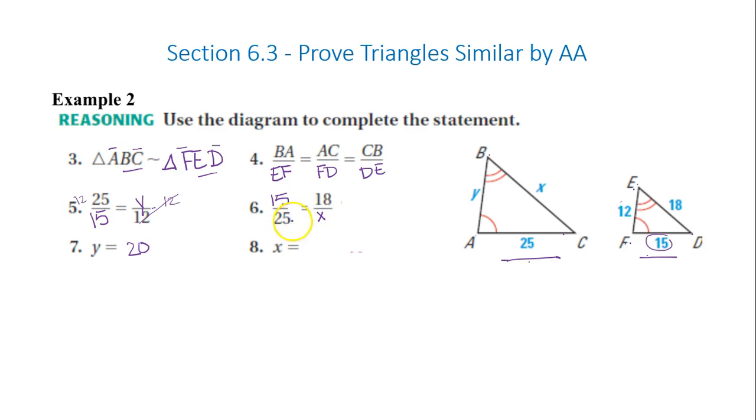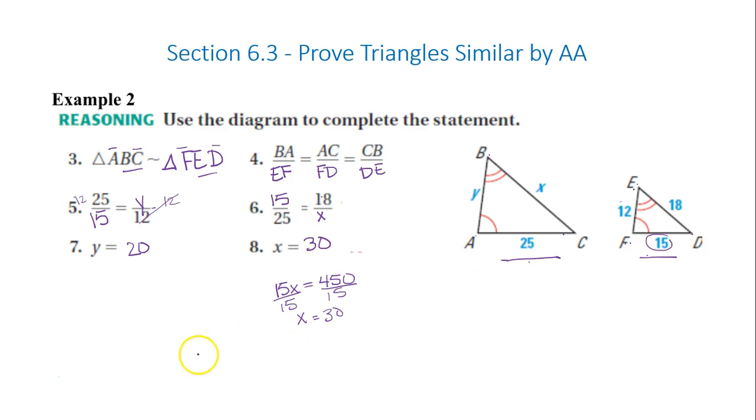Now here, do some cross multiplication. Let's see, cross multiplication will get us 15x equals 450, because 25 times 18 is 450. Now divide both sides by 15 and we get X equals 30. So right here, we get 30 for X.